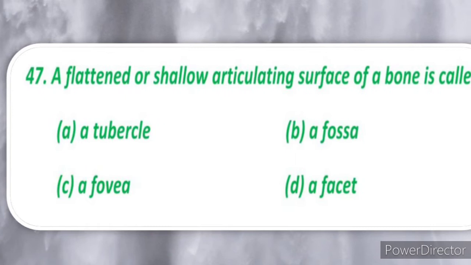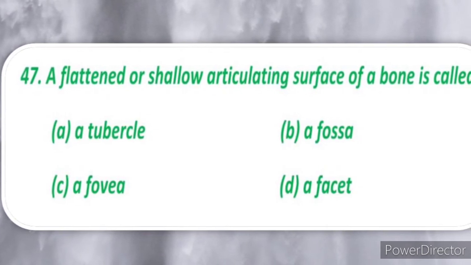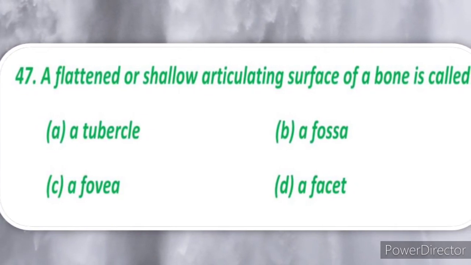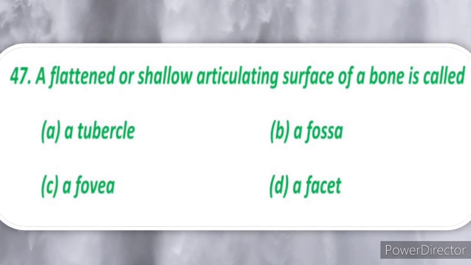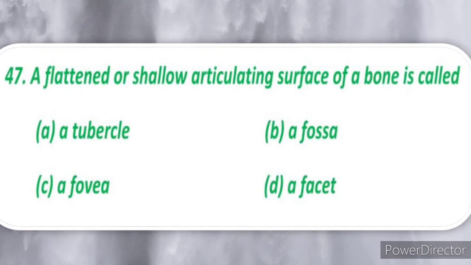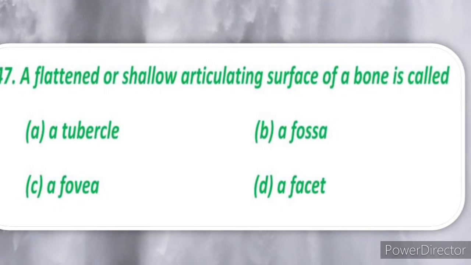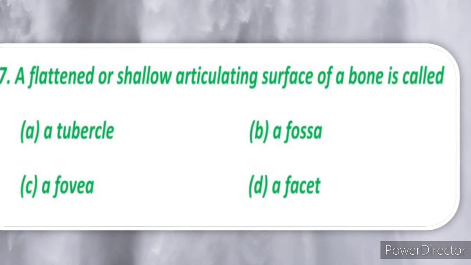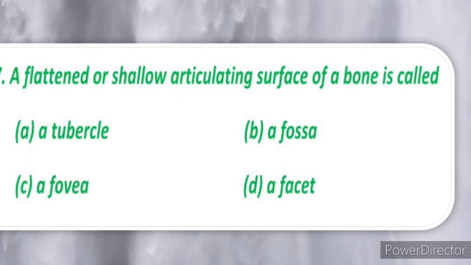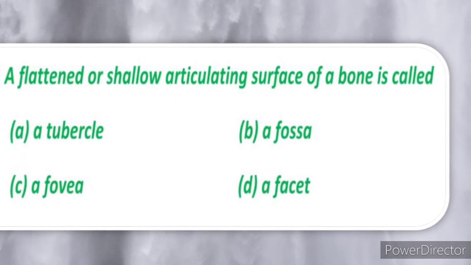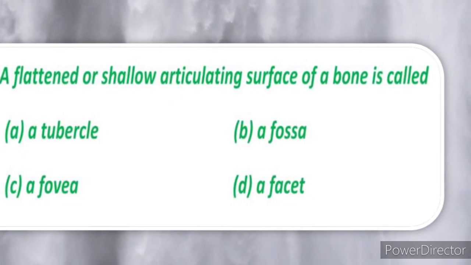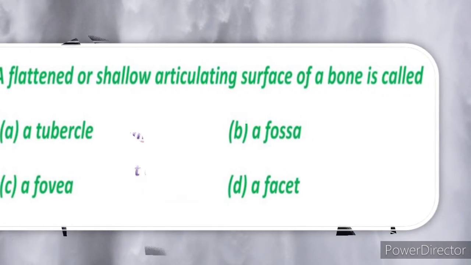Now we know what a facet is. What do the other options mean? A tubercle is a small rounded point of a bone. Fossa is a depression or a hollow surface in bone, like a cavity. Fovea is an oval-shaped dimple on a ball-shaped end. It is usually seen in the femur bone, which is the thigh bone. So here the answer for the question is a facet.